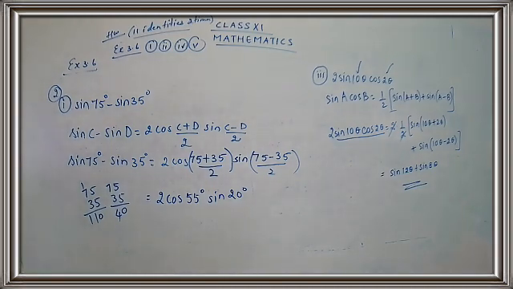I hope you are clear with the first subpart, children. So this is of the type from sum to product. We have learned totally two forms of identities. The first one is product to sum, and the next one is sum to product.